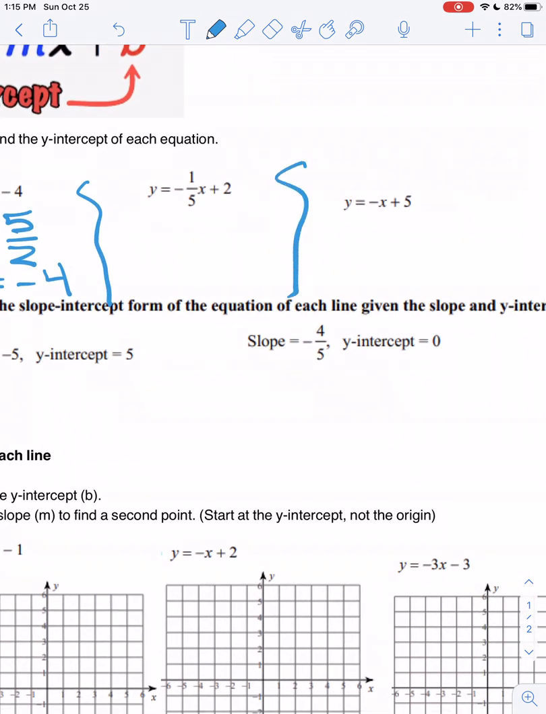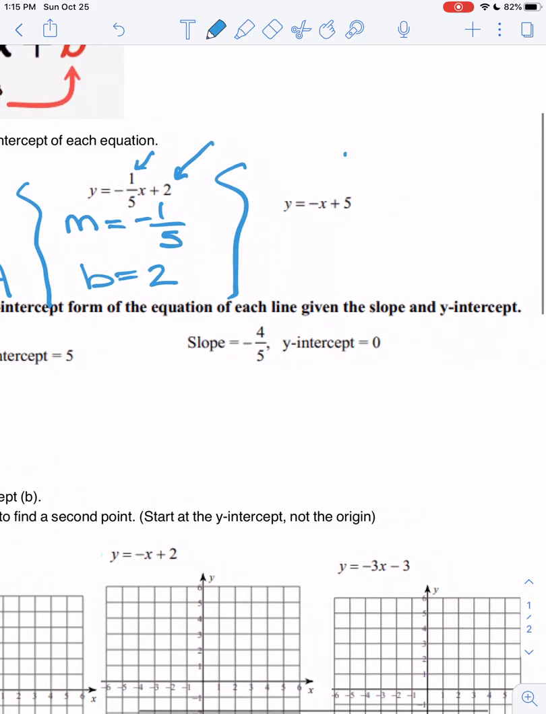The next one, our slope, again, it's in front of the x. Our slope, which we call m, is a negative 1/5. So that means down 1 over 5 or up 1 to the left 5. And our y-intercept, which we call b, means it's going to hit the y-axis at a positive 2.